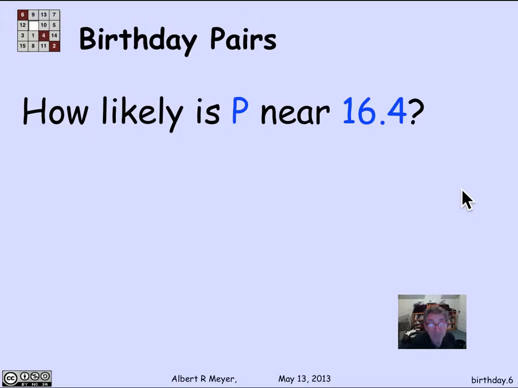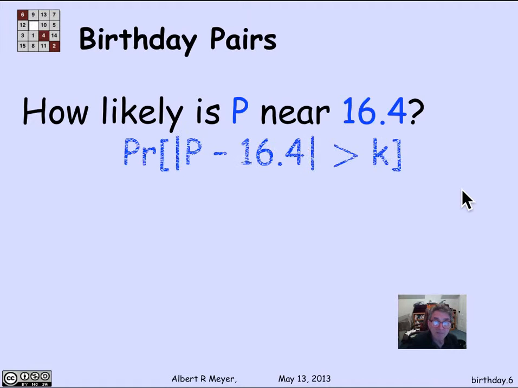Okay, now that's an expected value. How likely is it to be? If I take a selection of 110 students and I count how many pairs of birthdays there are, do I really expect to get close to 16.4 or not? Well, what we're asking for is the probability that P is far from its mean, that the distance between P and 16.4 is greater than K. I hope that as K gets bigger, this probability is small. And so I'm really quite likely to have close to 16.4 birthdays in my sample of 110.